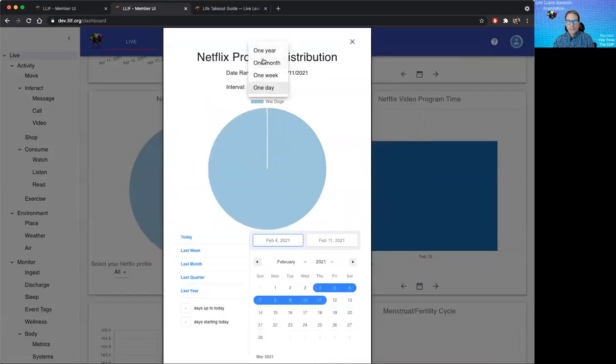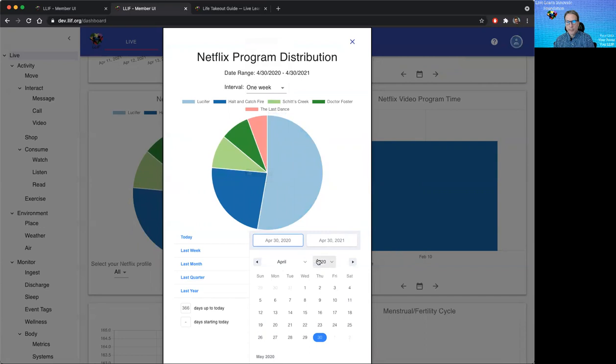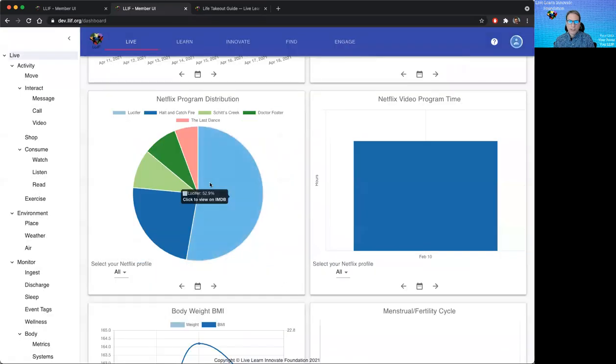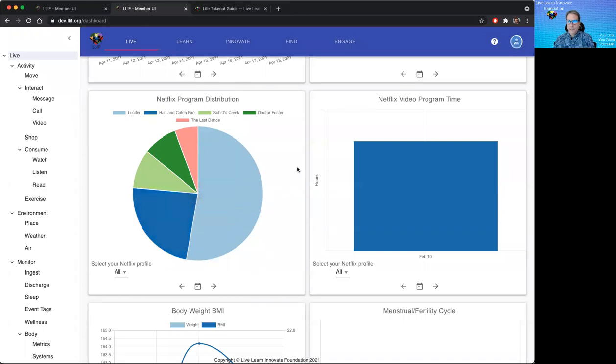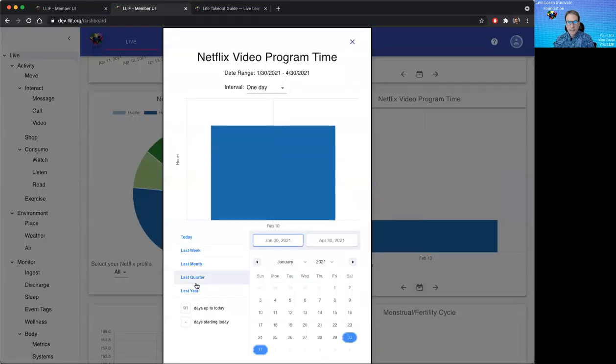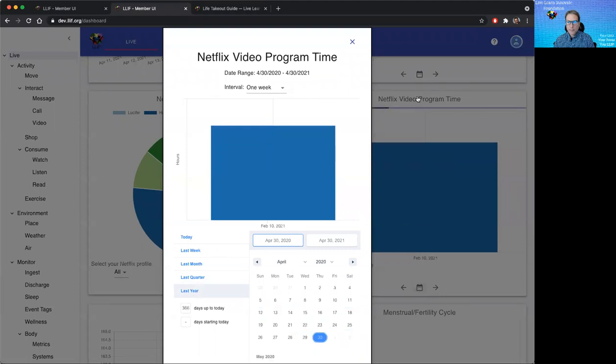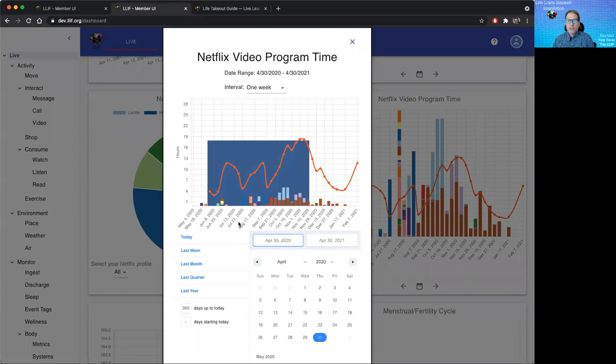So here, let's say over the course of a year, I can see all the programs. And when I come out of here, if I want to launch like Halt and Catch Fire, it takes you out to the IMDb screen for that. And you can also see the programming time. This is probably one of the more pretty graphs, as you see the amount of time you spent watching a program over the course of the year and in total time. So it is a lot of data that it's pulling in, so it might take a second or two.